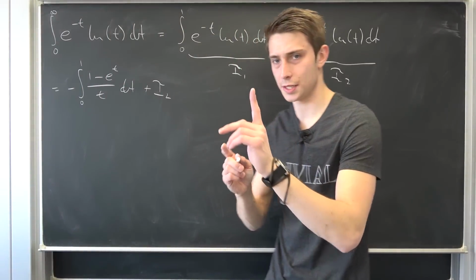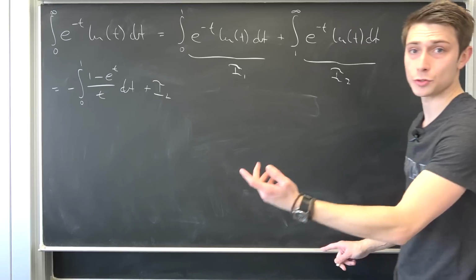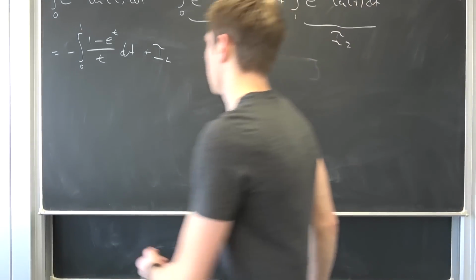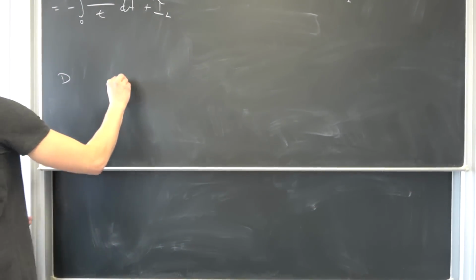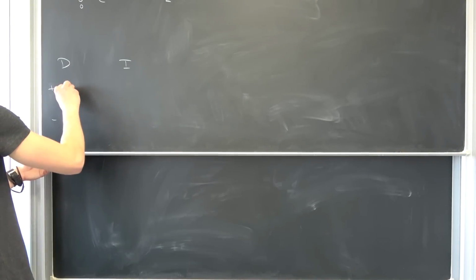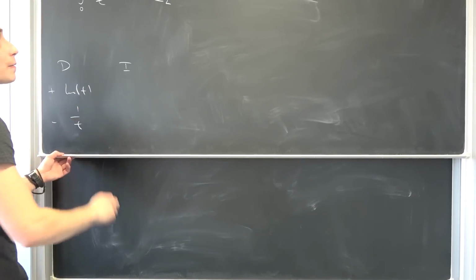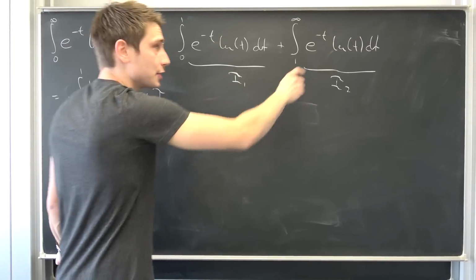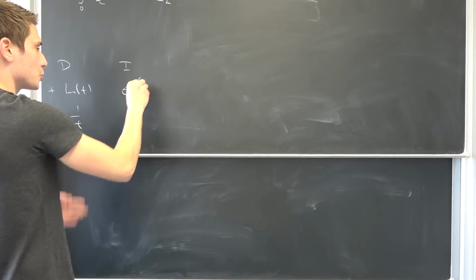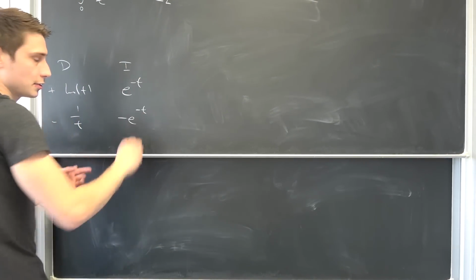Our I2 is way easier to evaluate. Just do regular integration by parts. So I'm going to go through the process once again. Differentiating the natural log of t gives us 1 over t. And then just simply integrating e to the negative t. No convergence problems there, negative e to the negative t.